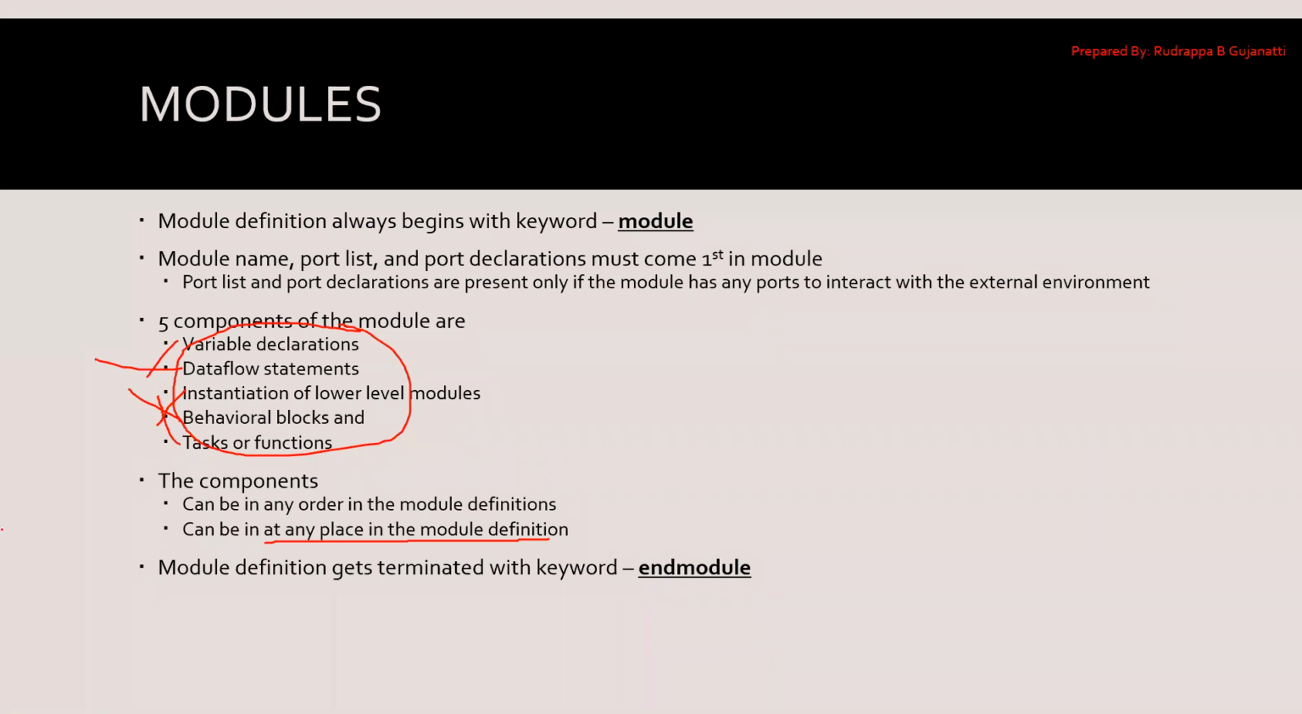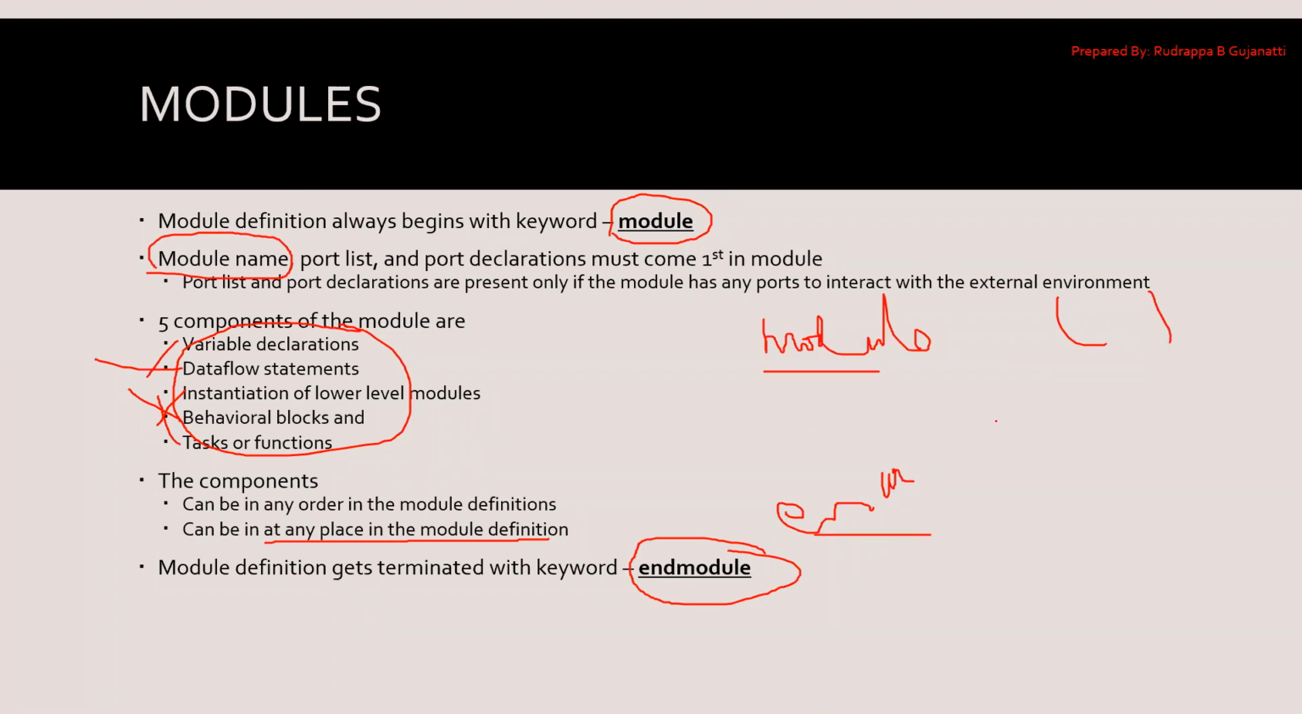Now, another thing to check is which parts are compulsory and which are not. The keywords module and endmodule are compulsory, and along with that, we also have to provide the module name. I cannot have module, then no name, then directly a port list, then endmodule. I can have module, endmodule, and I should have a module name. So these three are compulsorily required for a module.